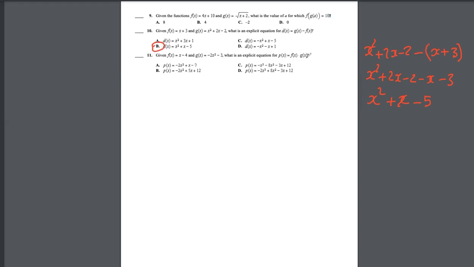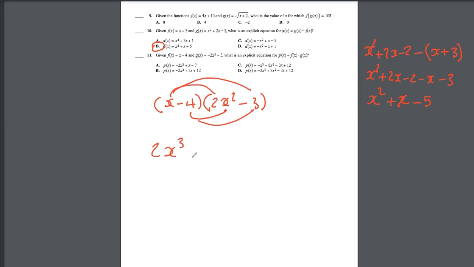P of x equals f of x times g of x. So that's f of x is x minus 4, and g of x is 2x squared minus 3. Now you're going to start foiling. So x times 2x squared is 2x cubed, minus 3x, minus 8x squared, plus 12.